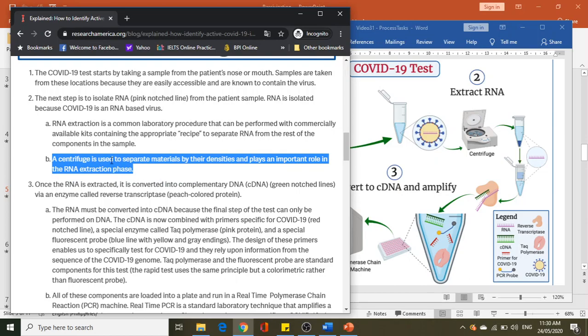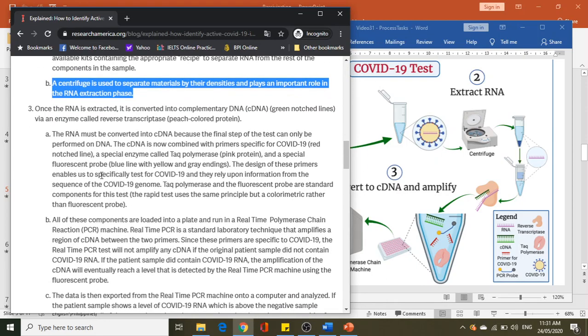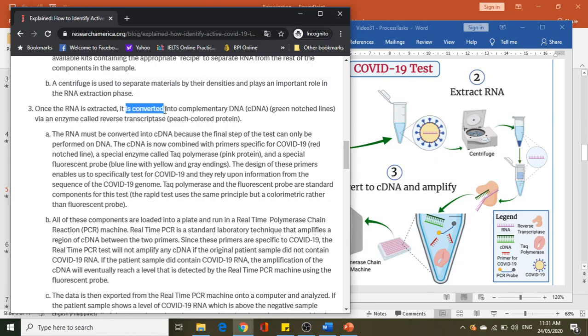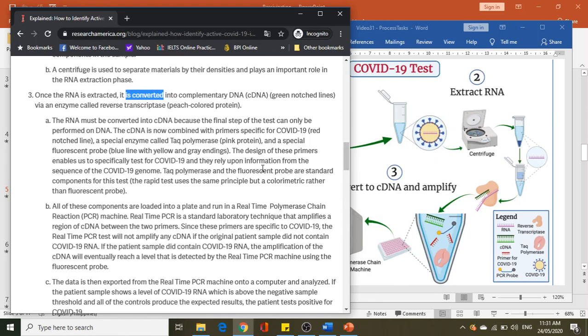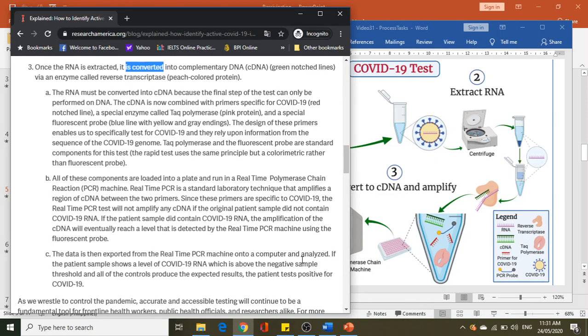So passive voice again. And on the third step over here, once the RNA is extracted, it is converted, so passive voice there, into complementary DNA, the green notch lines over there. So RNA is converted into DNA, complementary DNA, via an enzyme called reverse transcriptase. That's the enzyme over there. So we need that enzyme to convert RNA to DNA.